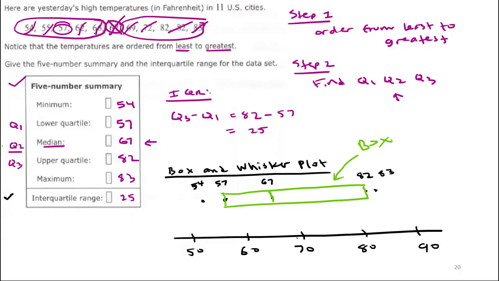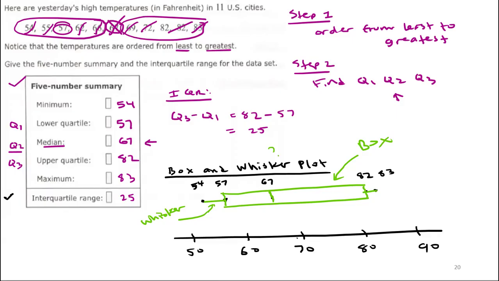And then whisker. What does it mean by whisker? So then I'm going to extend. I'm going to put a whisker, or a line, connecting 57 to 54. Those are the whiskers it's talking about. These are the whiskers. Think about a cat. So it's pretty easy. You can plot those numbers that you found from the 5 number summary, draw your box, and then the whiskers. And this is your box and whisker plot.